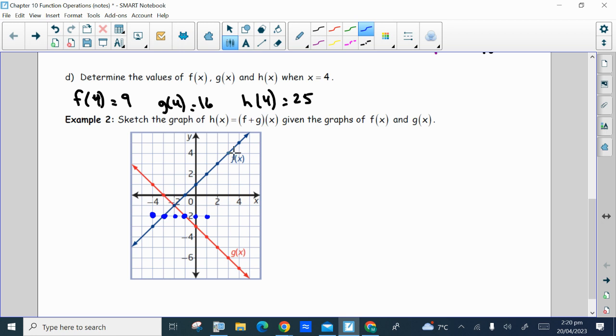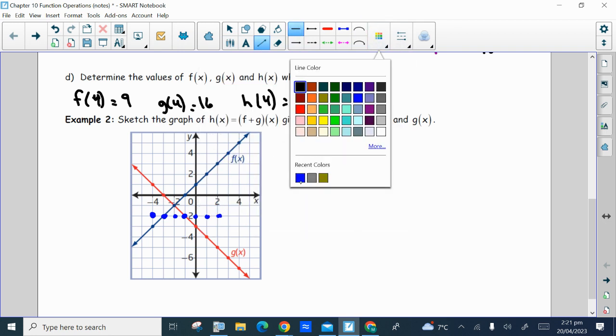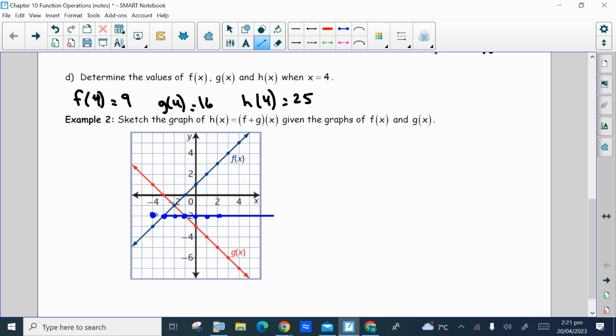So you're seeing a pattern here, and that's going to be consistent. 3 plus negative 5 is negative 2. You see, because the two original functions are linear, they're changing at a constant rate, so their sum will be constant as well. And so in this case, our graph is a line. That is the graph of f at x plus g at x.